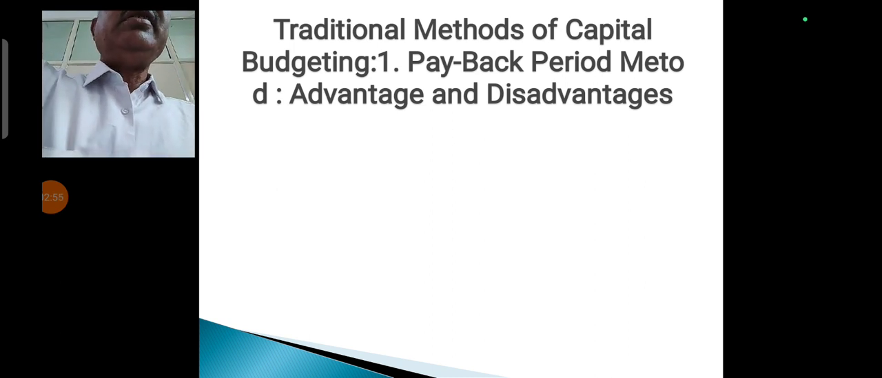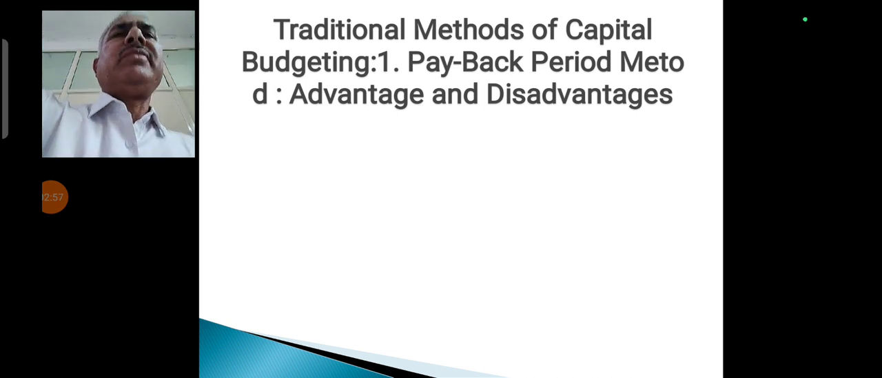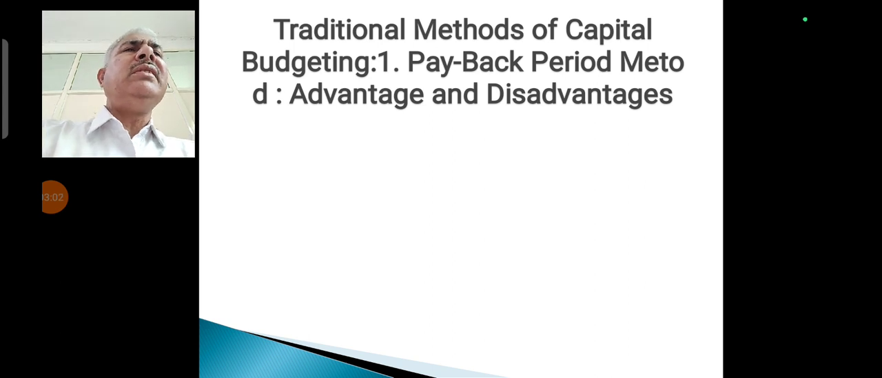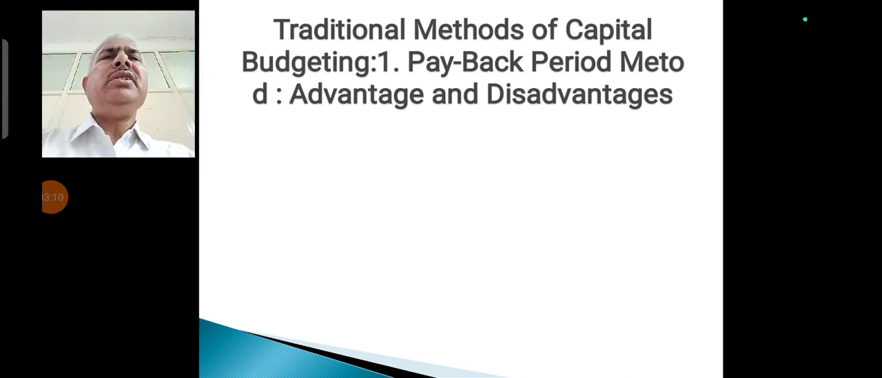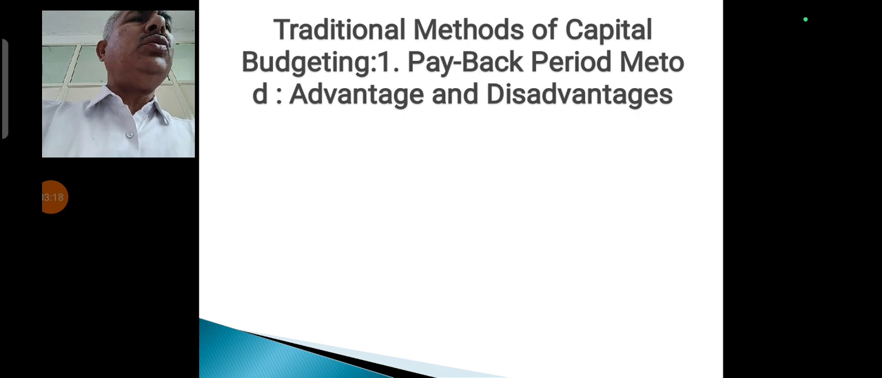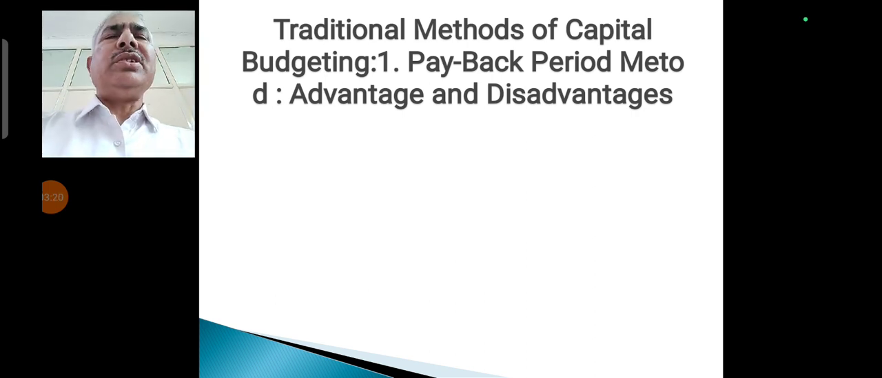Then we discuss the advantages of the payback period method. The main advantage of this method is that it is simple to understand and easy to calculate. Second, it saves cost. It requires less time and labor as compared to other methods of capital budgeting. And third, a project with a shorter payback period is preferred to the one having a longer payback period.